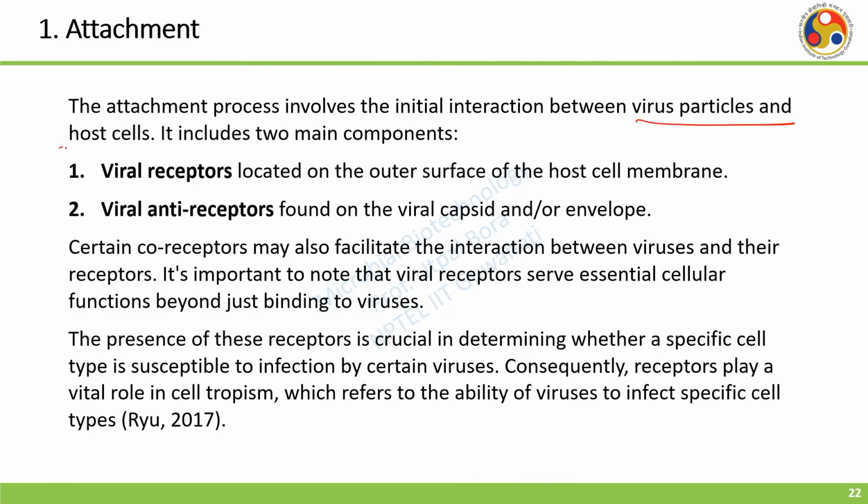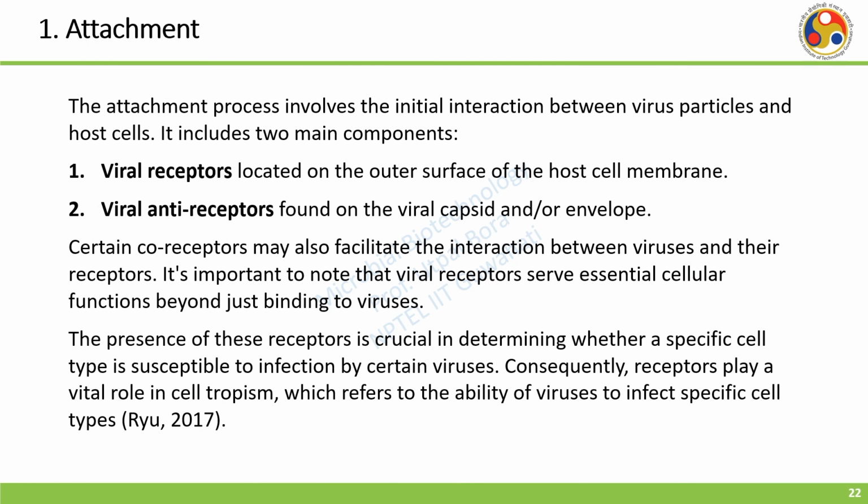First, the attachment process involves the initial interaction between virus particles and the host cells. It includes two main components: viral receptors located on the outer surface of the host cell membrane, as we have already mentioned in the earlier slide, then viral anti-receptors found on the viral capsid and or envelope. Certain co-receptors may also facilitate the interaction between viruses and their receptors.